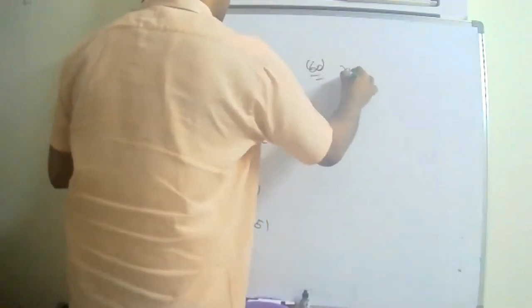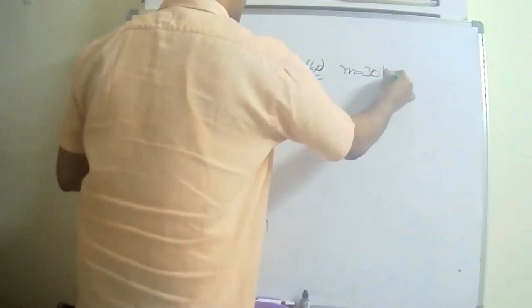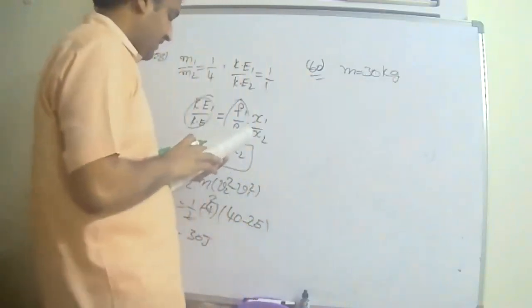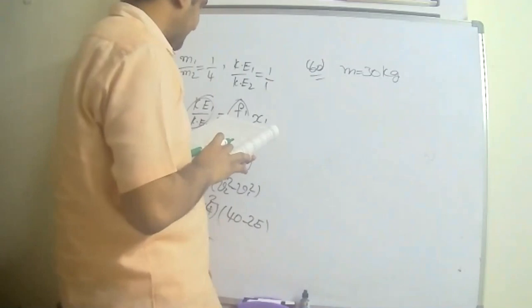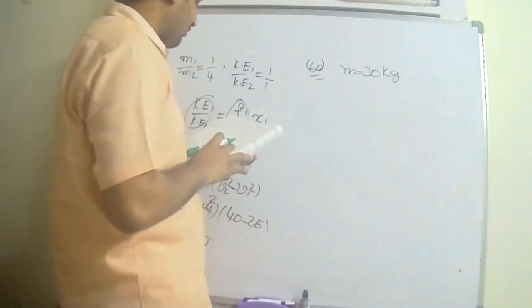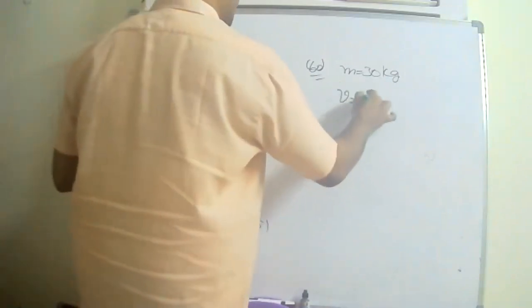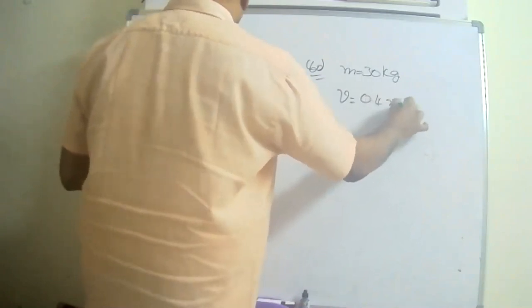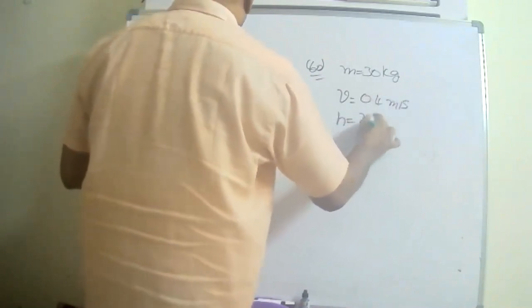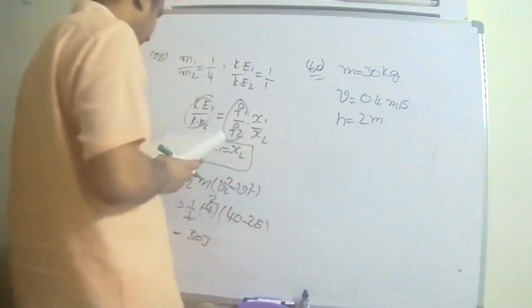A block of mass 30 kg is being brought down by chain. The block acquires a speed of 40 centimeter per second, dropping down 2 meters. Velocity is 0.4 meter per second, h is 2 meters. Then work done by chain during the process is?